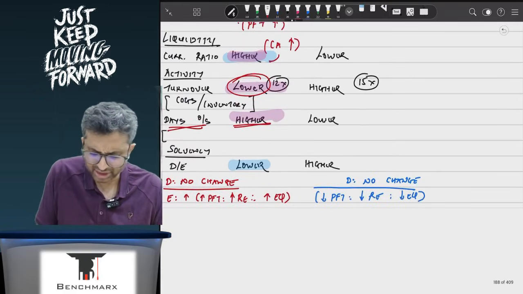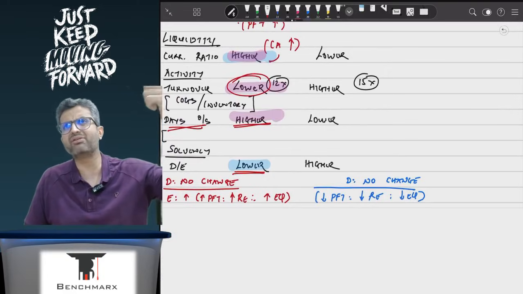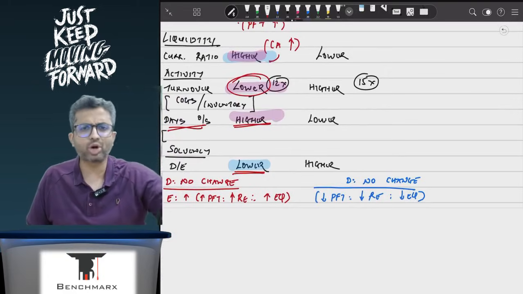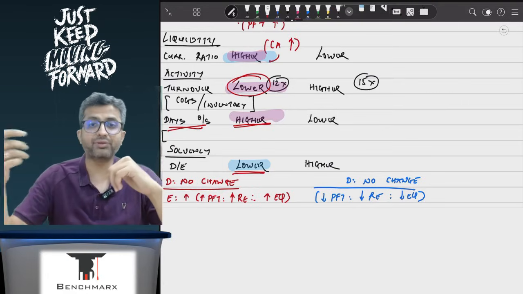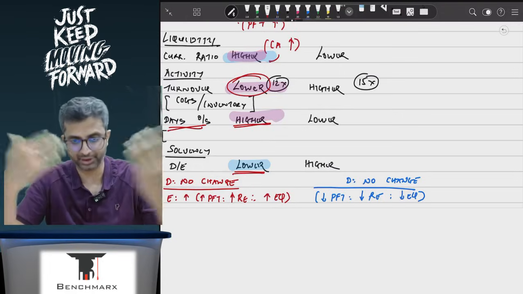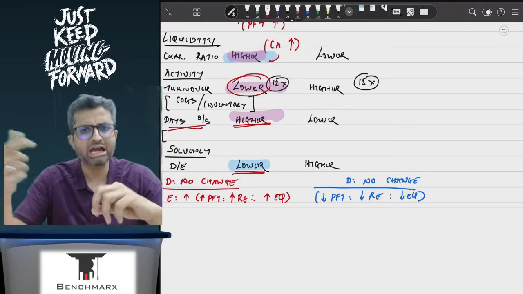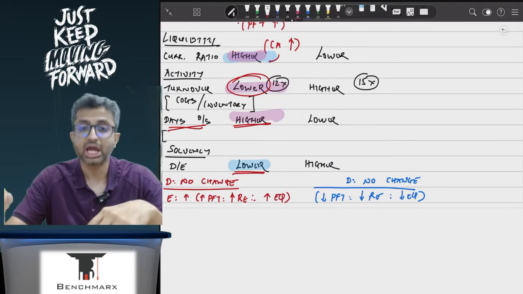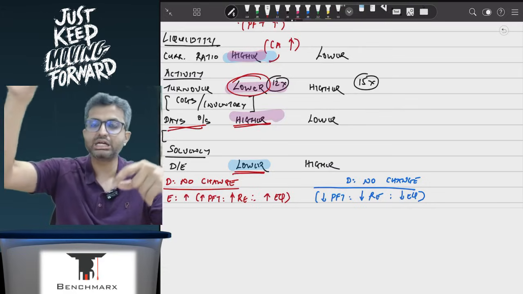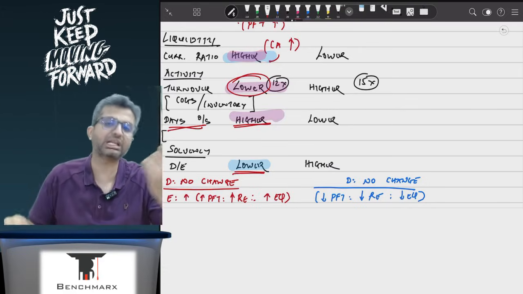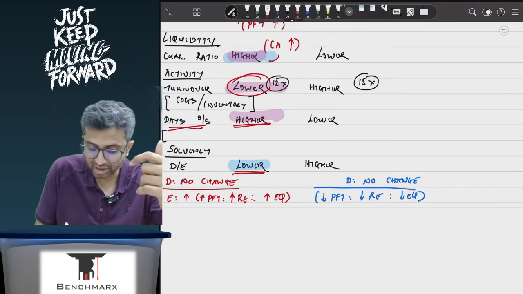Then there is the solvency ratio. Solvency ratio is debt divided by equity. Your debt is not going to change whether you follow FIFO or weighted average, but equity is. FIFO will result in a higher profit, as we saw, because it has a lower cost of sales. If it is a higher profit, that means your equity is higher. Debt remaining constant, with slightly higher equity, the ratio is lower.